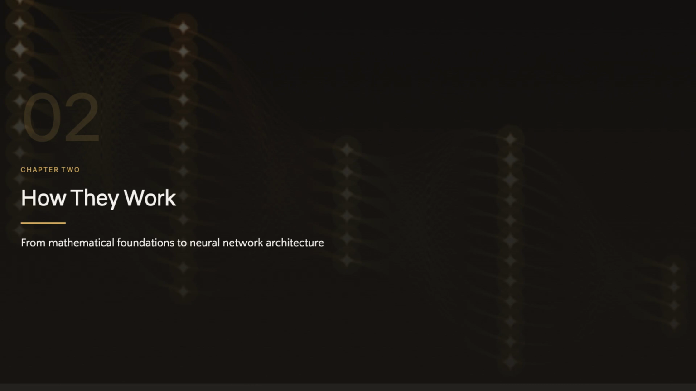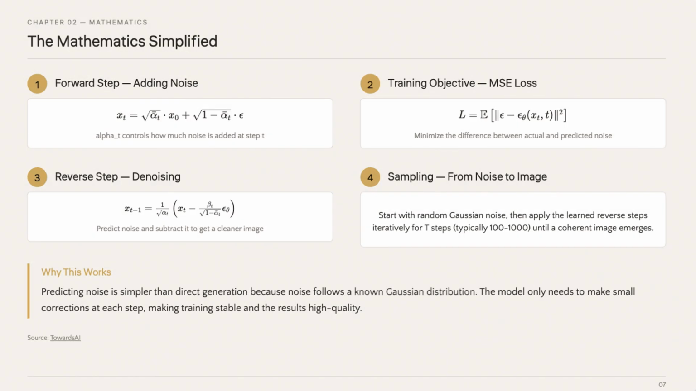Now that we have the concept down, let's take a look at Chapter 2, how they work mathematically and structurally. In the forward step, we use a formula where alpha controls the noise schedule, dictating how much static we inject at any given moment. Our training objective is to simply minimize mean squared error. In plain English, we want the difference between the actual noise we added and the noise the AI guessed to be as close to zero as possible.